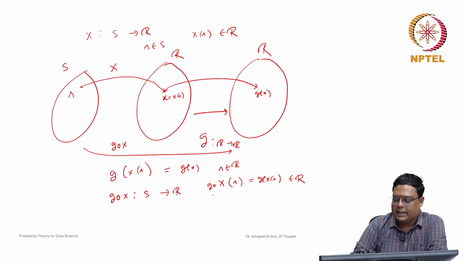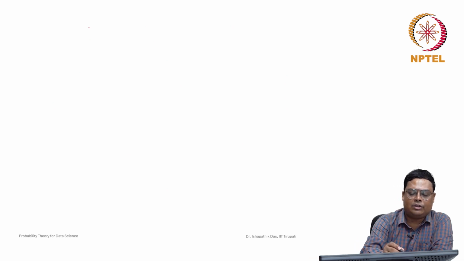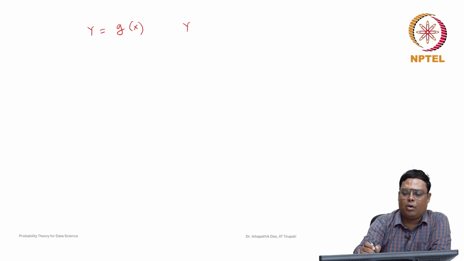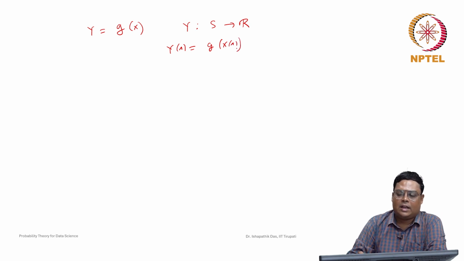If g is such a function that this composite function is measurable, for example if g is a continuous function, then g will be a measurable function, and this composite function will again be a measurable function. Then this will be another random variable. In short notation, for this g composite X, we say Y is equal to g of X. So Y is a random variable, that means a measurable function Y from S to R, defined by Y of s equal to g of X of s. So this is another random variable.